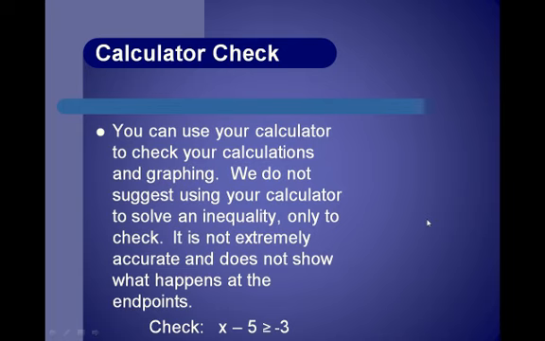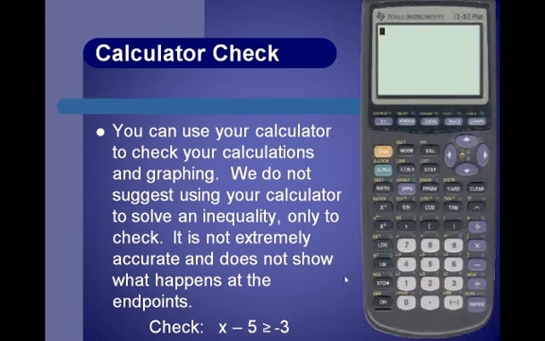We do not suggest using your calculator to solve an inequality, only to check it. The reason is it's not extremely accurate, meaning if the answer is 2.1 or 2.2, you're probably not going to be able to tell the difference. And it does not show what happens at the end point, meaning it does not tell you open circle, closed circle, parenthesis, or bracket. So let's check this one on our calculator.